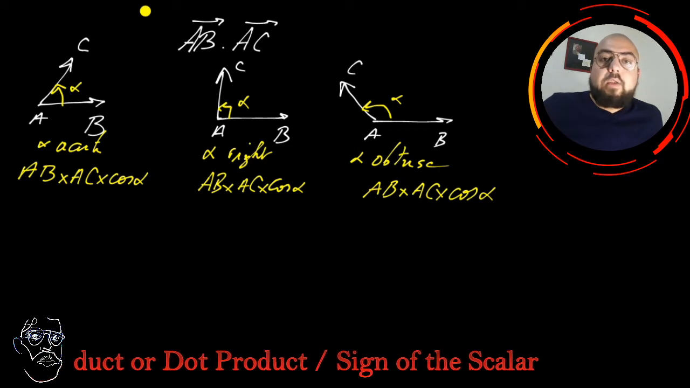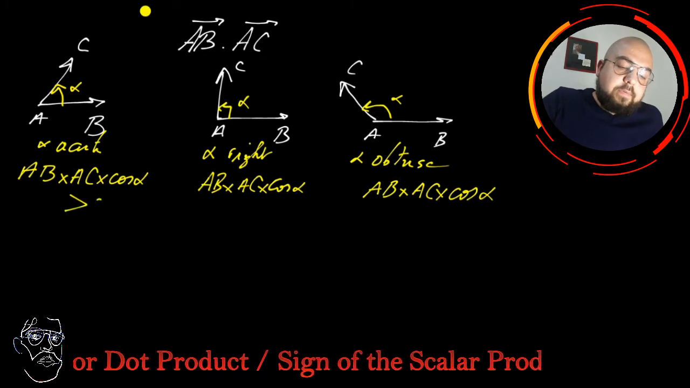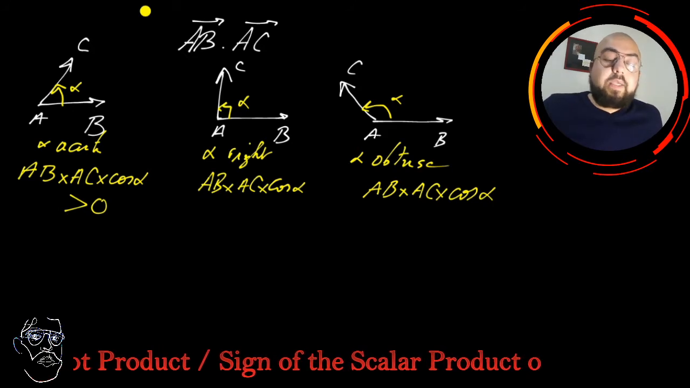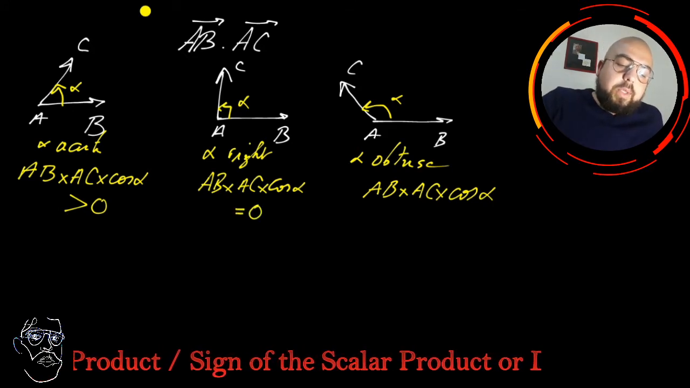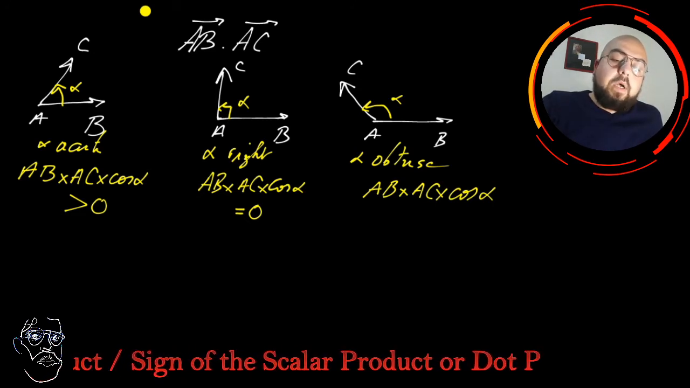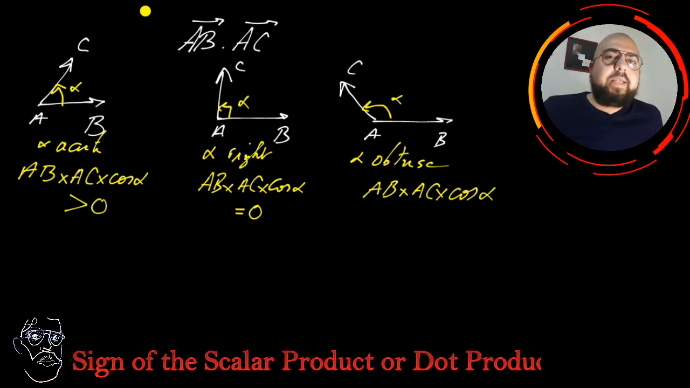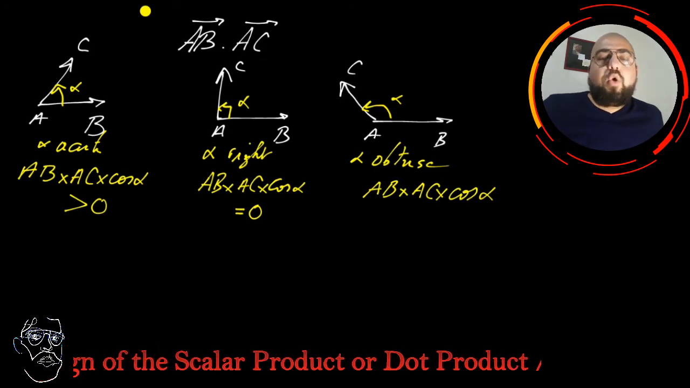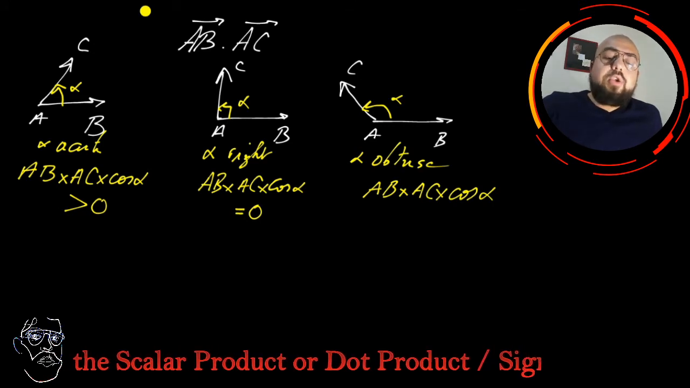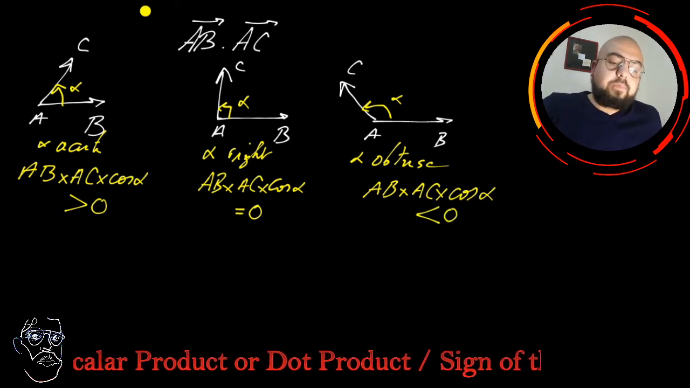So in the first case, cosine alpha is positive because the angle is acute, so the scalar product will be positive. In the second case, alpha is a right angle, so cosine of 90 degrees is 0, so this scalar product will be equal to 0. As for the third case, cosine of alpha for an obtuse angle will be negative. An obtuse angle is related to the second quadrant in the trigonometric circle, and in the second quadrant, cosine is negative. So automatically you will have this scalar product as a negative value.